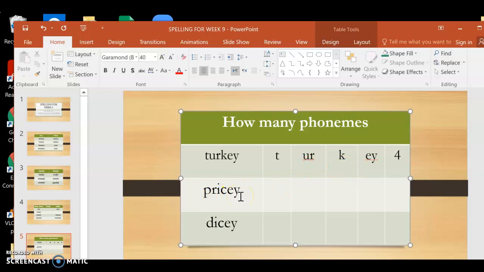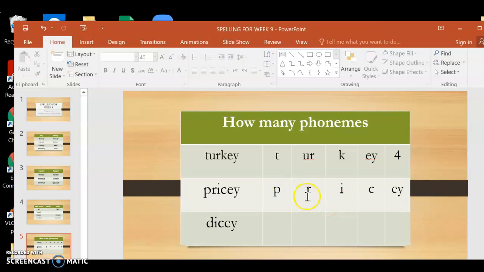Pricey. Oh, the bananas are very pricey today. Let's break that down. P, r, the I there says i, s, e, y. Pricey. Let's go through it again. P, r, I. Oh, did I say e before? P, r, I, s, e. Pricey. Now I've run out of room here, but it's 1, 2, 3, 4, 5 phonemes with one digraph.